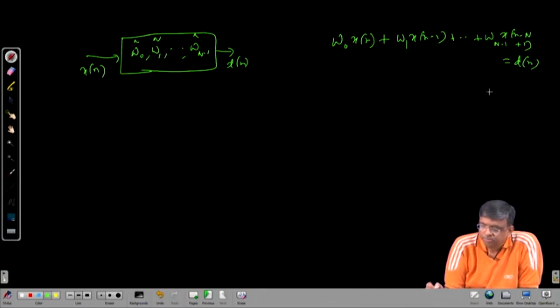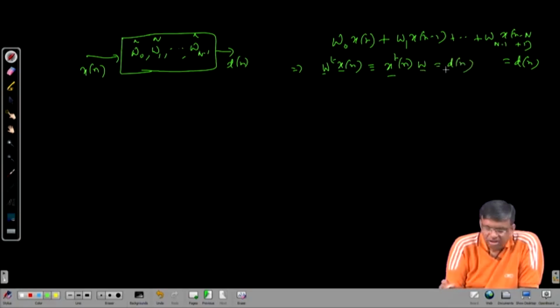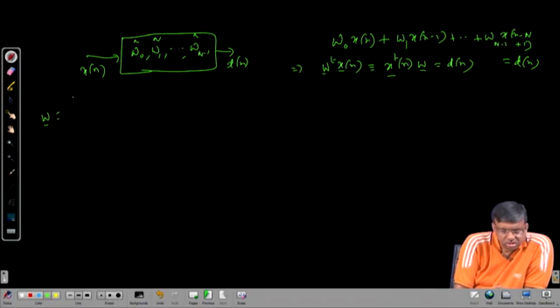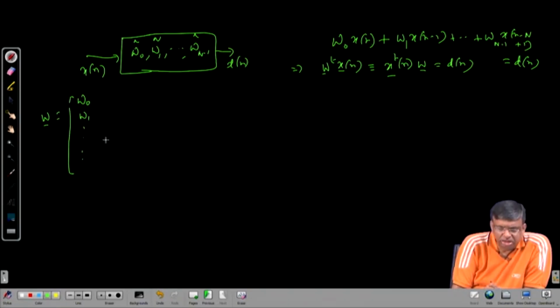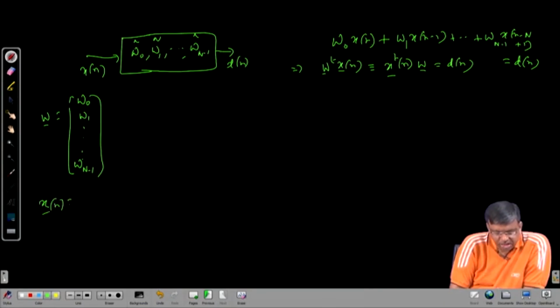and so on, equal to dn, which you can also write as W transpose xn, equivalently x transpose n W, equal to dn. W of course is the coefficient vector, the unknown coefficients whose true values we have to determine, and xn is the data vector at the current index n, that is, current data and some of the past data.